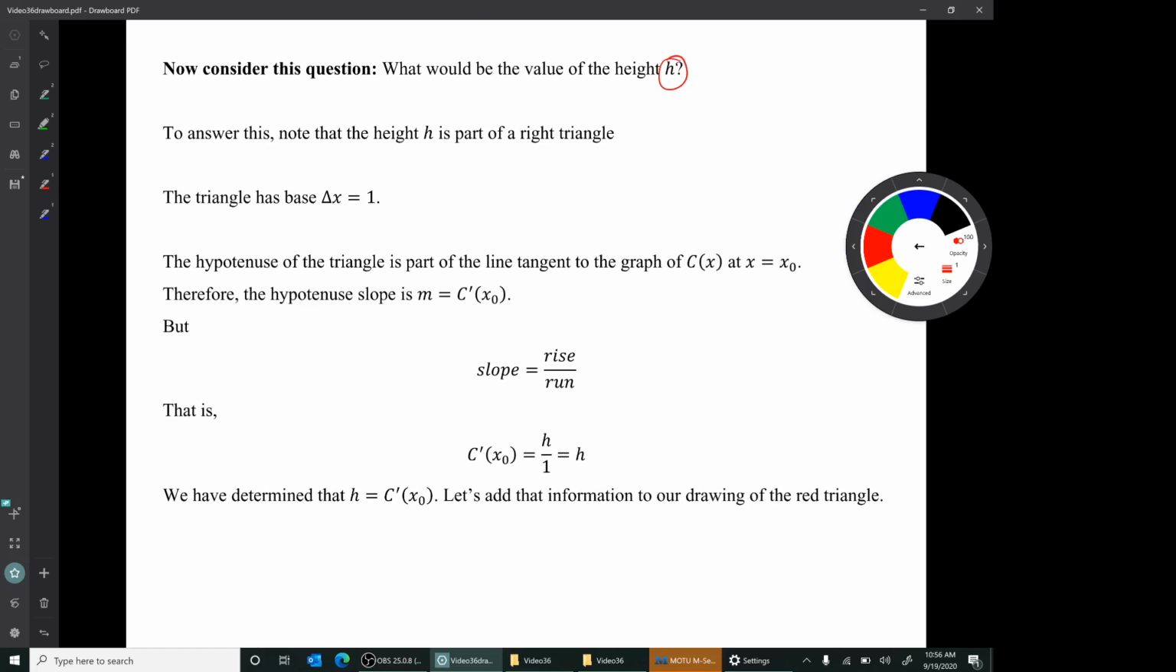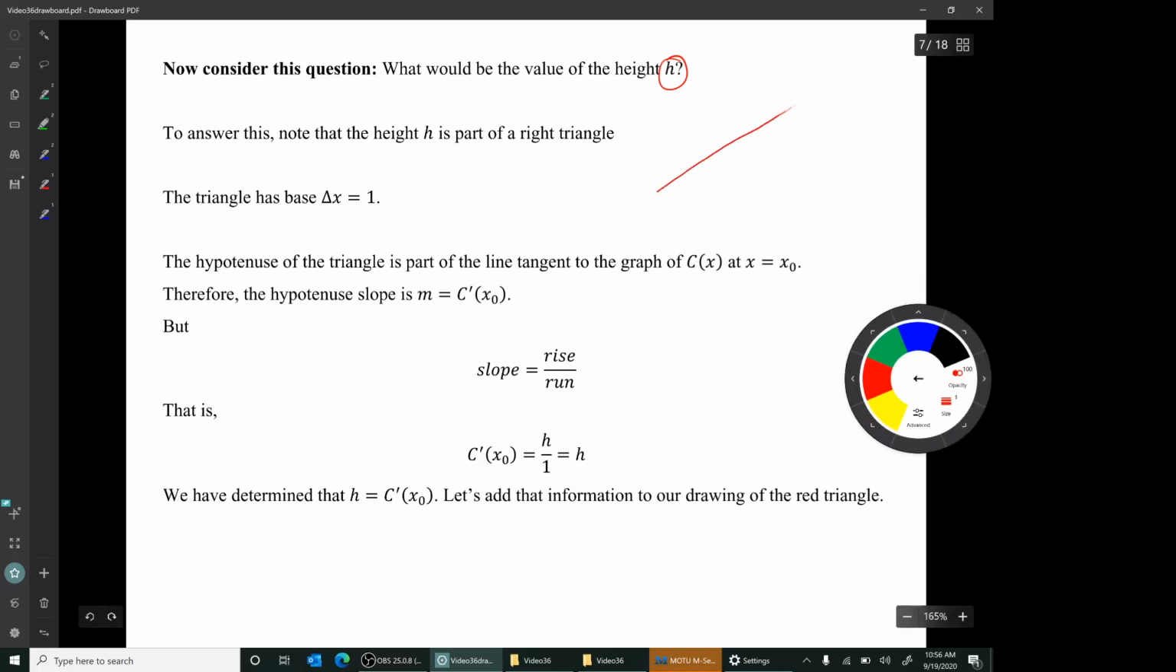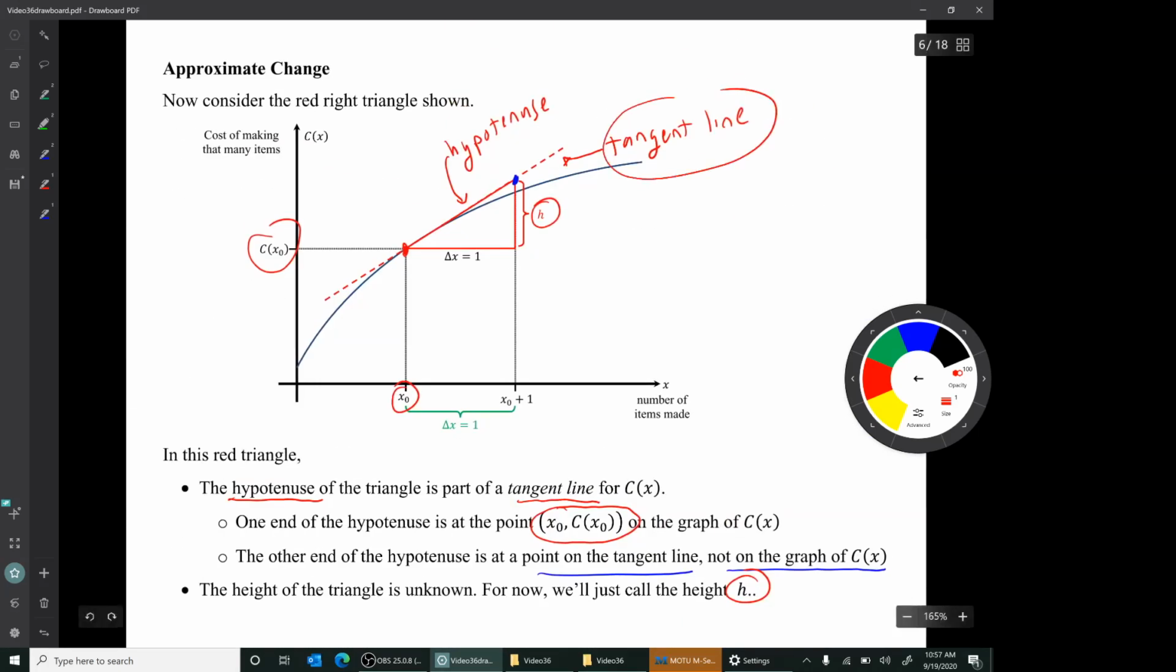Well, to answer this, note that the height h is part of a right triangle. Let's draw that triangle here. The base of this triangle is delta x, which is the quantity 1, and the height is there. Also notice that the hypotenuse is part of the line that's tangent to the graph of the function at x equals x subscript 0. So that's this tangent line. The hypotenuse is part of that tangent line. That tangent line is tangent here.